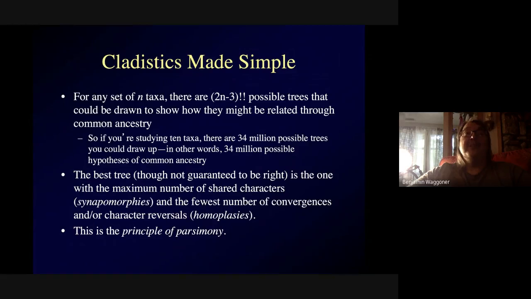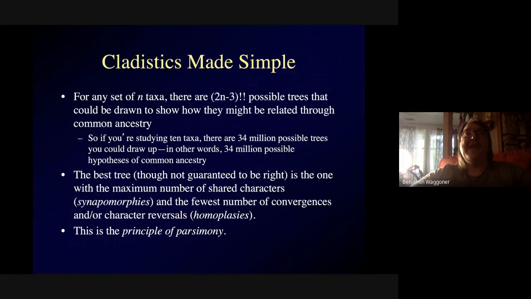And a tree that puts you and a monkey as each other's closest relatives, descended from a most recent common ancestor, is not guaranteed to be right, but it's likelier to be correct than one that puts you and a slime mold as each other's closest relatives and puts the monkey related to the banana tree. Okay, the monkey might like being on the banana tree, but the monkey is not closely related to the banana tree. So we look for the tree that maximizes the number of characters that are shared.